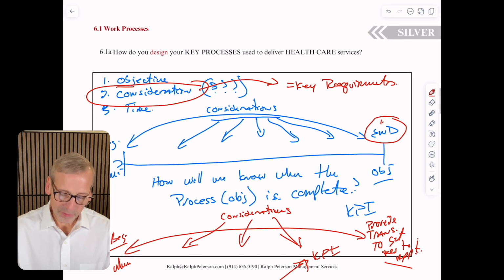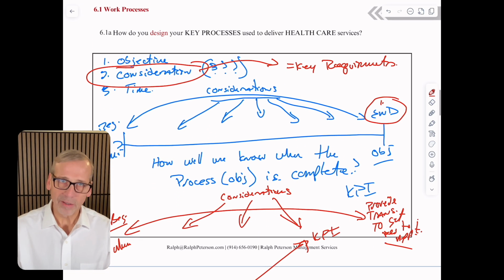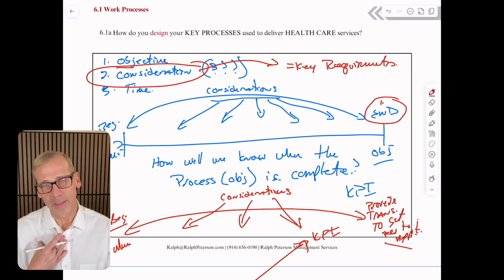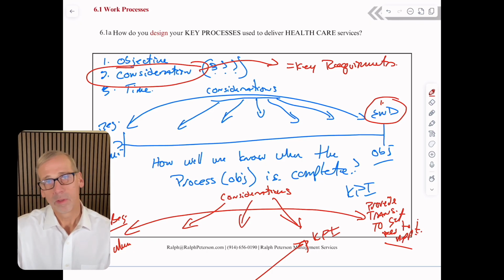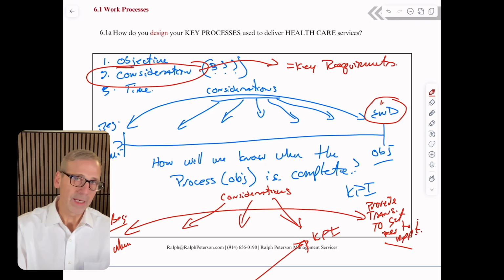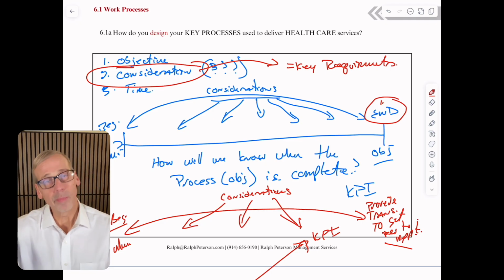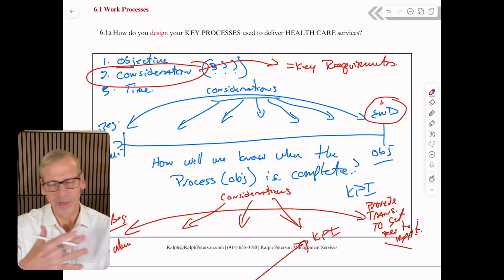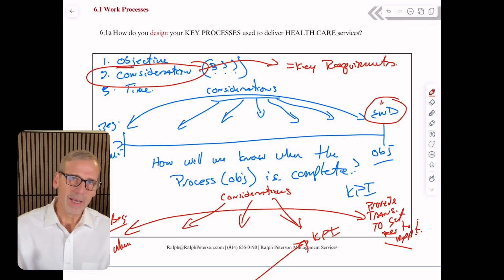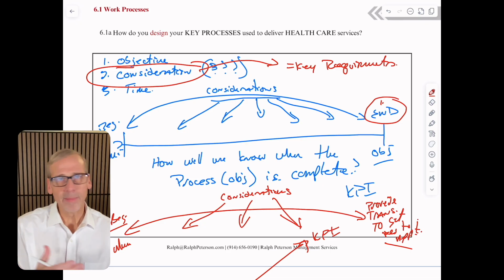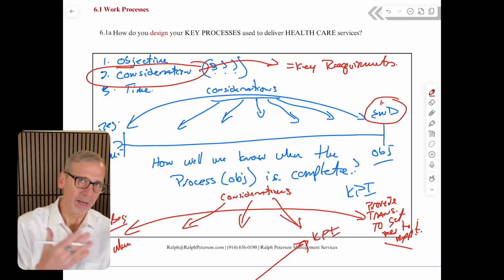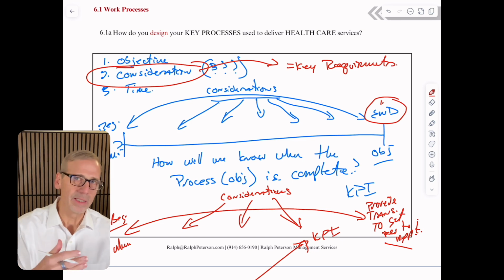But just to give you a more firm answer, I would say that the way that we design a key work process is we start with identifying the objective. And then we take into consideration, and I would probably mention all the things I take into consideration. Take into consideration all these things. And then I consider the timing piece of it. When do I need to start? How often does it have to happen? When does it need to be done by?